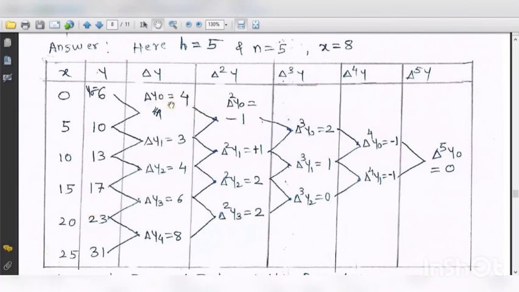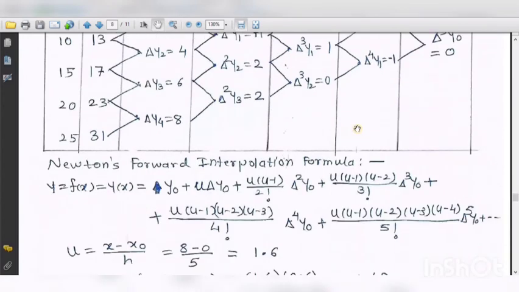I am again interested only in the first values: delta y0, delta square y0, delta cube y0, delta raised to 4 y0 and delta raised to 5 y0. Sometimes it happens that in the fourth order difference both are the same. So what is the subtraction, if the next difference will be delta raised to 4 y1 minus delta raised to 4 y0? Obviously it is 0, it may come. So we only require the formula up to delta raised to 4 y0, though we have n equals 5 values. So let us substitute here.